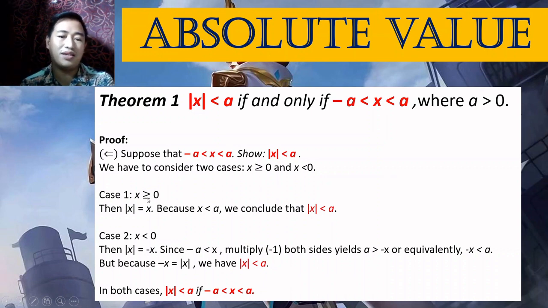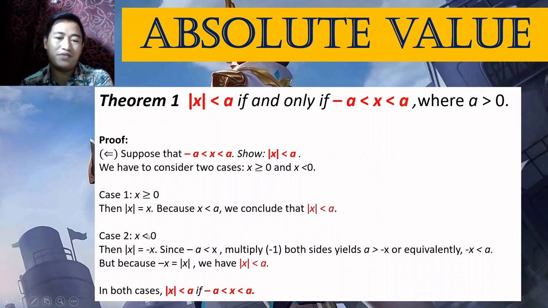Case 1, if x is greater than or equal to 0, then the absolute value of x is just equal to x. Right? Okay, it is equal to x. So, since it is equal to x, class, and x is less than A, as in our supposition, x is less than A. Since the absolute value of x equals x, we replace x with the absolute value of x. So, we conclude that the absolute value of x is less than A. So, we have shown this, class.